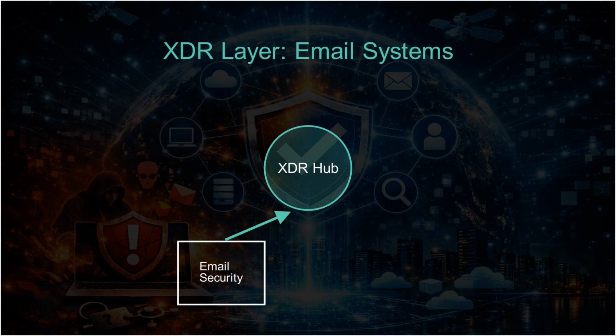Email remains the absolute primary vector for phishing, ransomware delivery, and social engineering attacks. By ingesting email gateways into the XDR platform, the system can track a malicious attachment from the inbox all the way to execution.